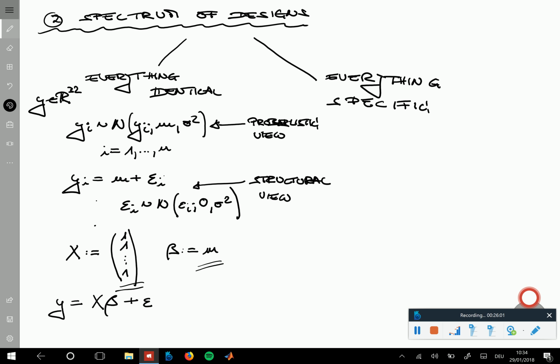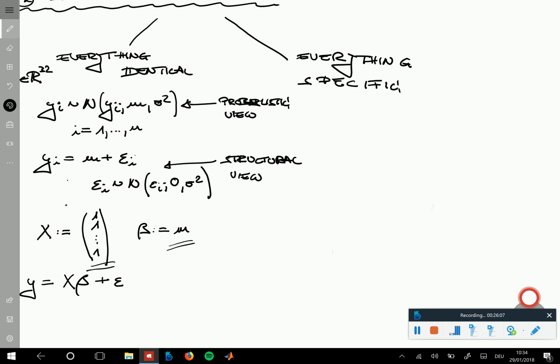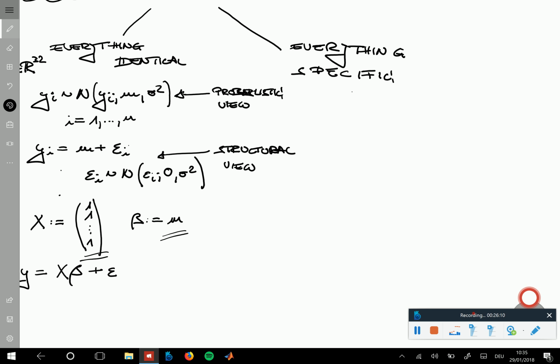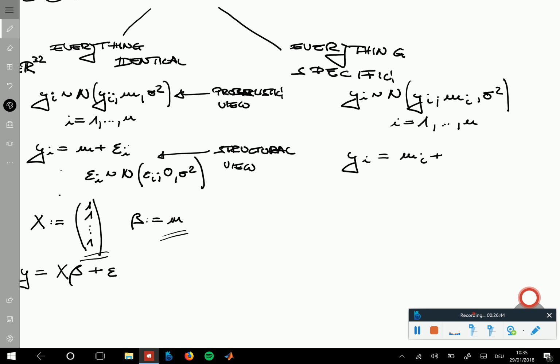Now, the other extreme, and this is why it's called a spectrum of designs, is that you assume that each data point is the realization of a Gaussian random variable which has its own individual expectation and of course variance, again for i from 1 to n, which then in structural form can of course be written as y_i being m_i plus epsilon_i.